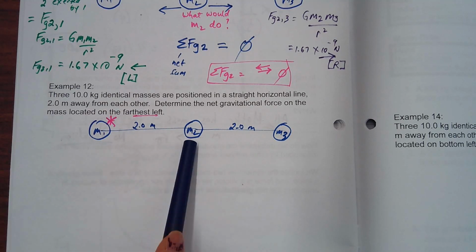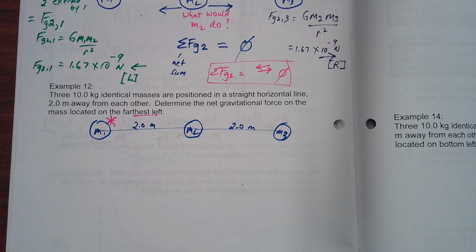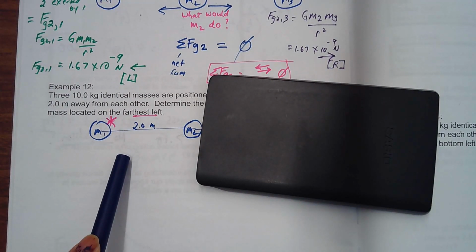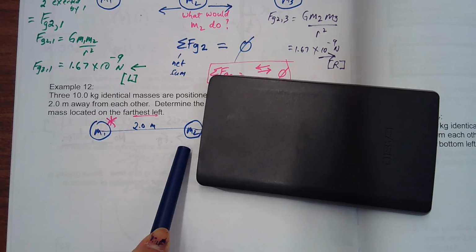Okay? Take a look at the presence of mass 2. When you're dealing with gravitational forces, you have to deal with masses 2 at a time. So let's ignore mass 3. Let's talk about mass 1 and mass 2. Where would mass 1 want to go? Left or right? This way, towards mass 2, to the right.